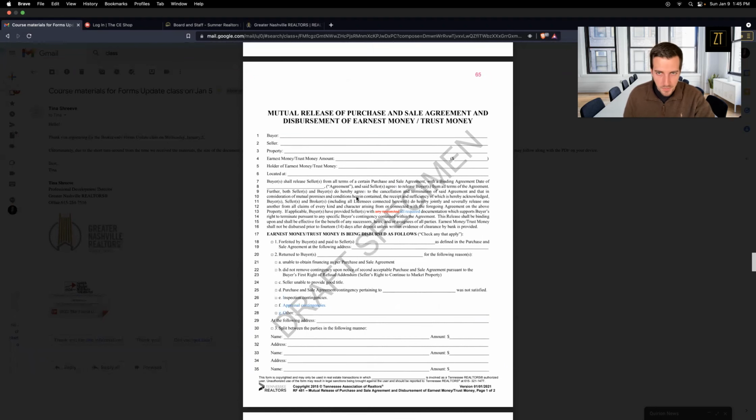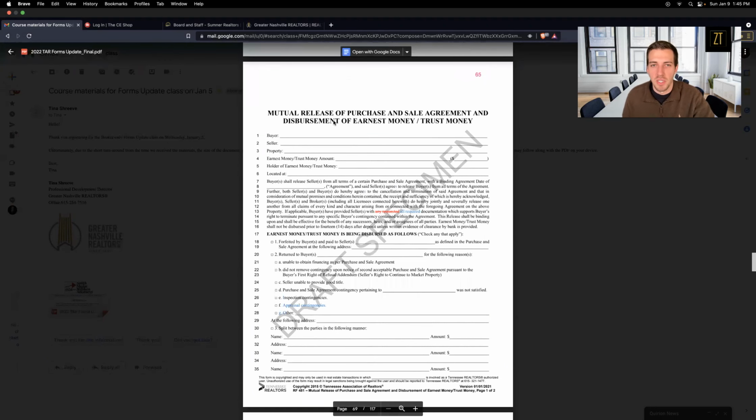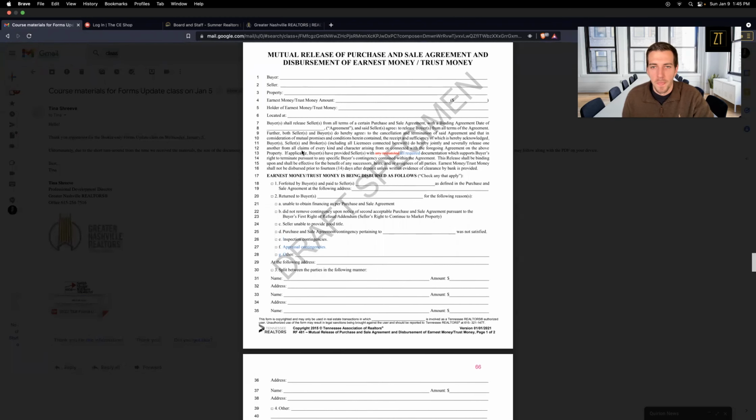Mutual release of purchase and sale agreement and disbursement of earnest money, trust money. What they did here is, one, they said, if applicable, buyer has provided seller with all required documentation which supports buyer's right to terminate pursuant to any specified buyer's contingency contained within this agreement. So basically what they're saying is, if the buyer is canceling this agreement, then the buyers have provided sellers with all required documentation which supports buyer's right to terminate.